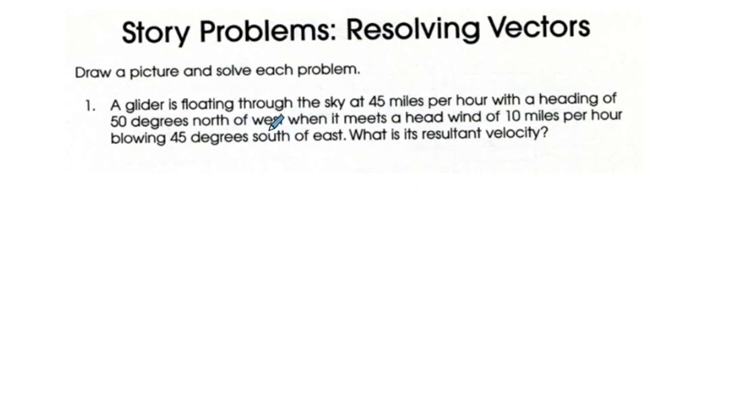We have a glider floating through the sky at 45 miles per hour with a heading of 50 degrees north of west. When it meets a headwind of 10 miles per hour, blowing 45 degrees south of east. What is the resultant velocity?